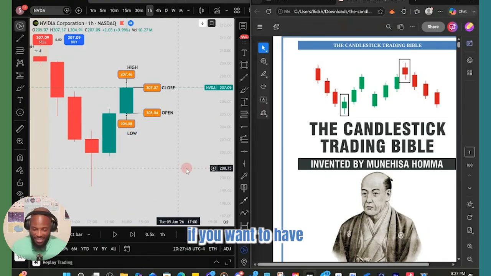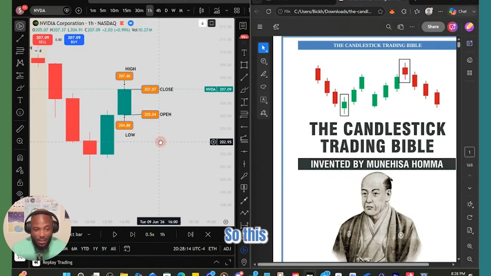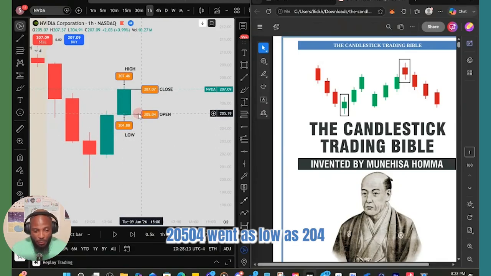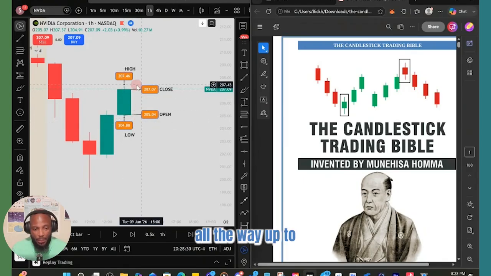If you want to have an edge on what's next, yes, there's other tools, absolutely. But this is the first responder right here, the candlesticks. They're gonna tell you what's going on regarding buyers and sellers, and that relates directly to price dropping or price going higher. So this 2 to 3 o'clock candle opened at 205.04, went as low as 204.88, got bought all the way up to 207.46, sold down to 207.07 and closed.